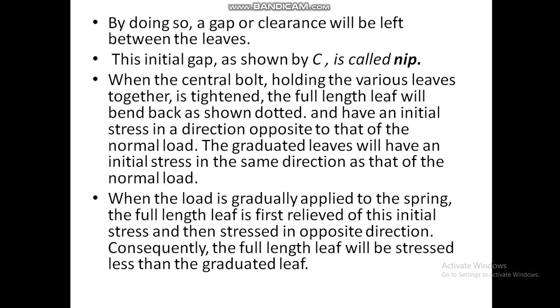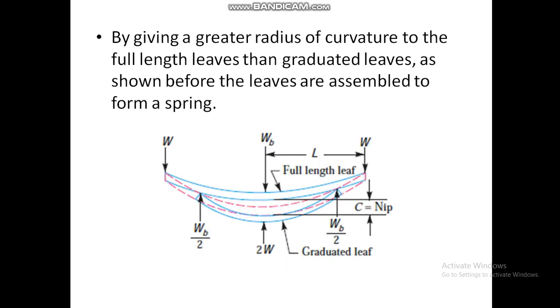When the central bolt holding the various leaves together is tightened, the full length leaf will bend back as shown dotted and have an initial stress in a direction opposite to that of the normal load. So what will happen when we connect these leaves with the help of the bolt? The full length leaf will be acted upon by a stress acting downward, which is opposite to the actual stress acted on the spring by the vehicle. So initial stress will be given to the full length leaf but in the opposite direction. This opposite direction stress will counter the main stress and reduce its effect.